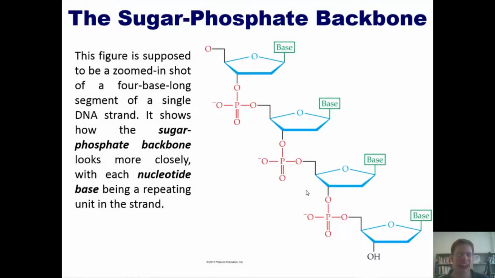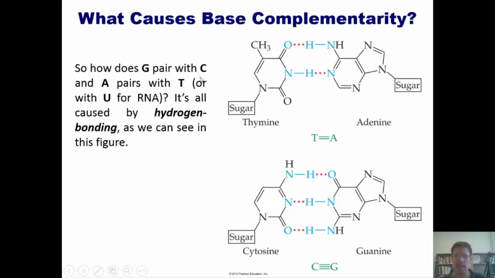So you might wonder then, how does G pair with C and A pair with T, or A pair with U in RNA? The reason that happens is all because of hydrogen bonding, as we can see in this figure. You can see, for instance, that T, thymine, hydrogen bonds in a complementary way to the adenine right here, where I've got these nitrogen groups. Similarly, cytosine, or C, hydrogen bonds in a shapely complementary fashion with guanine, shown here.